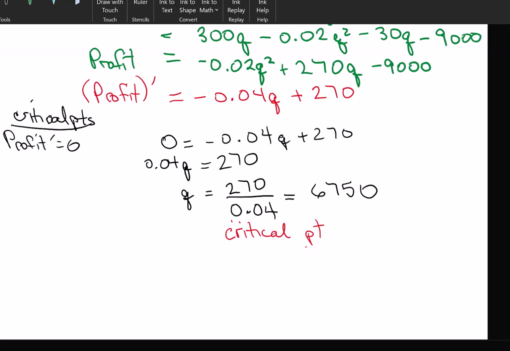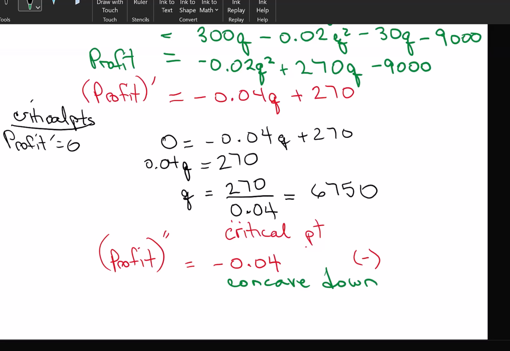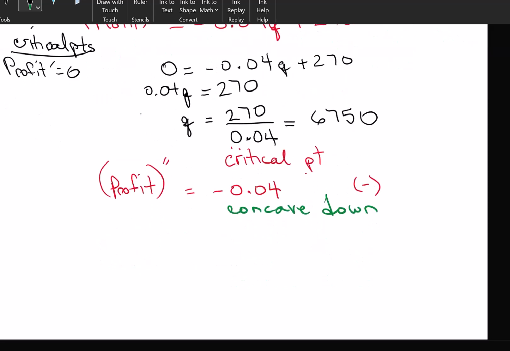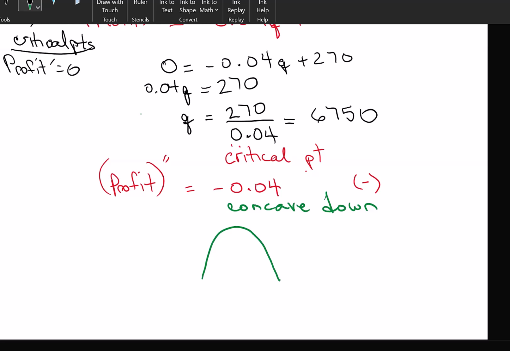Profit is a pretty easy thing to take the second derivative of, isn't it? So I can take the derivative of profit prime, which gives me minus 0.04, which means it's negative, which means it's concave down. And since it's concave down, it'll look like this, and I will have a maximum point. And that really is, for me, the easiest way.